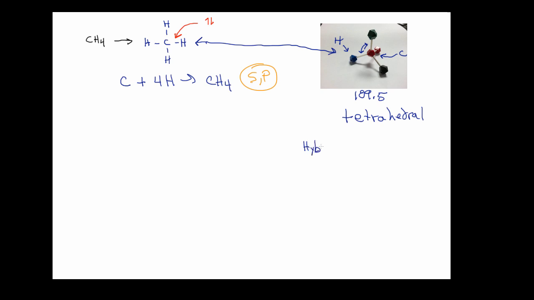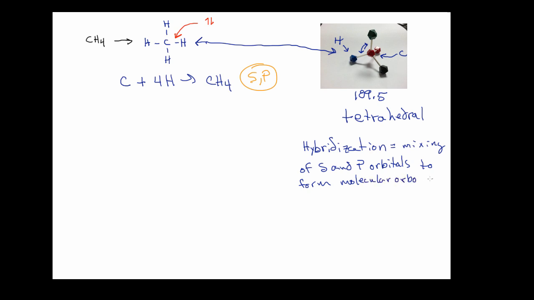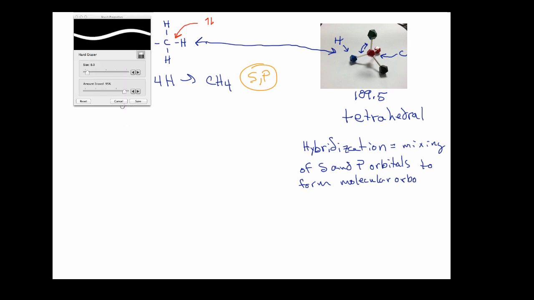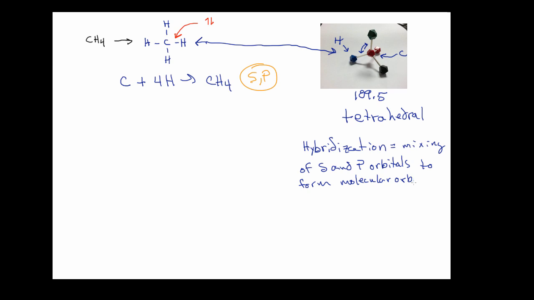So hybridization, all right, this is the mixing of s and p orbitals to form molecular orbitals, which in essence are the binding orbitals, if you want to look at it this way, I think it's fine. It's the place where we're going to put the electrons.